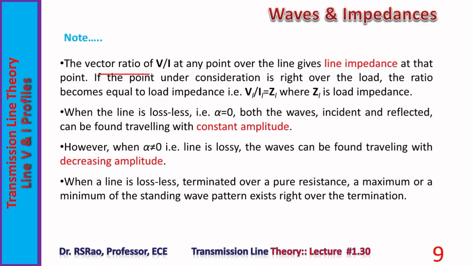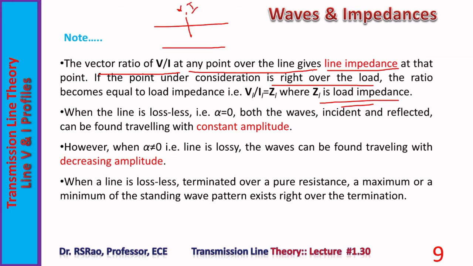The vector ratio V to I at any point over the line gives the line impedance. If the point under consideration is right over the load, the ratio becomes equal to the load impedance. Consider a line. Here certain voltage exists, certain current exists. Voltage to current ratio is the line impedance by definition. If this point happens to be here, then the line impedance becomes the load impedance.